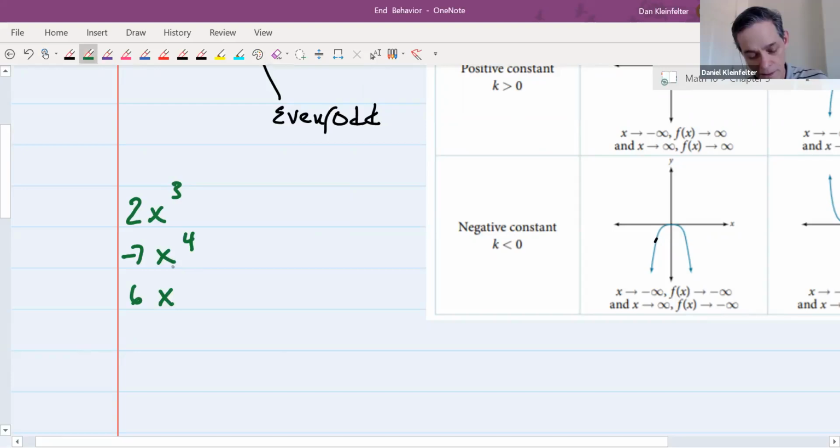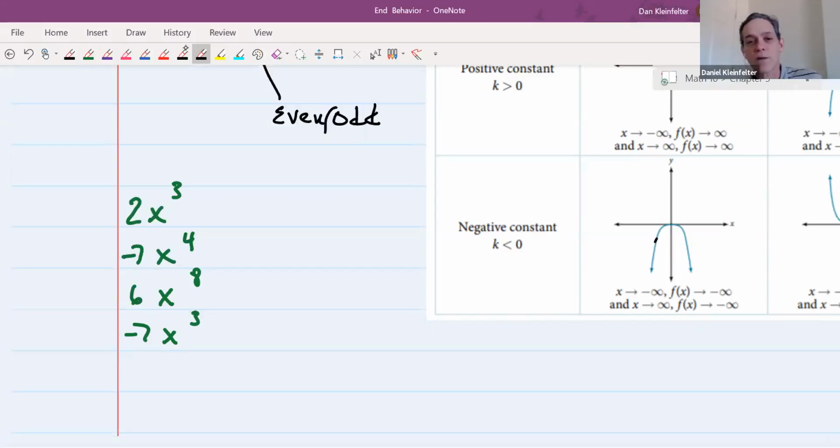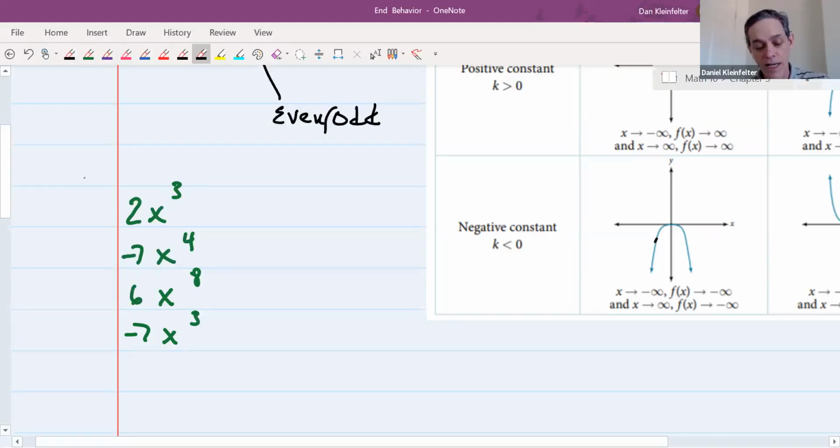Okay, so here's a couple of power functions. We just want to write the end behavior for each of these. So for 2x cubed, because it's odd, the two ends will do two different things. And since the coefficient is positive, it will be right end up, left end down.